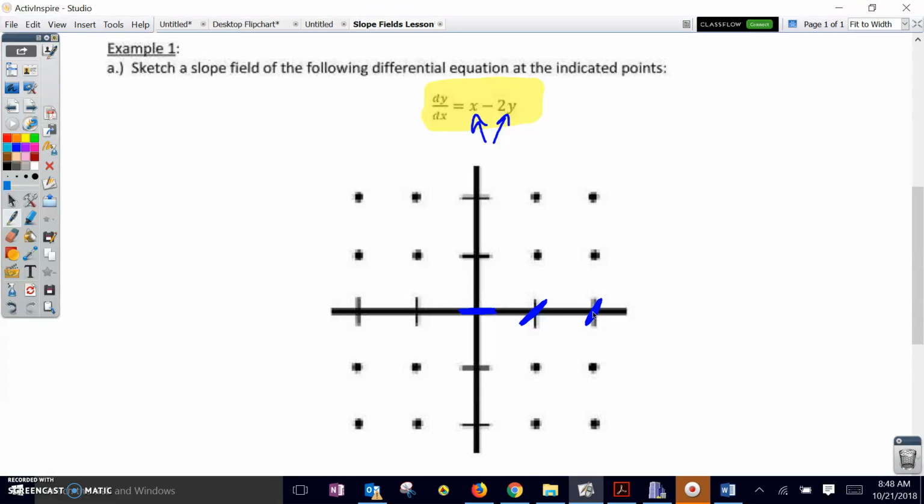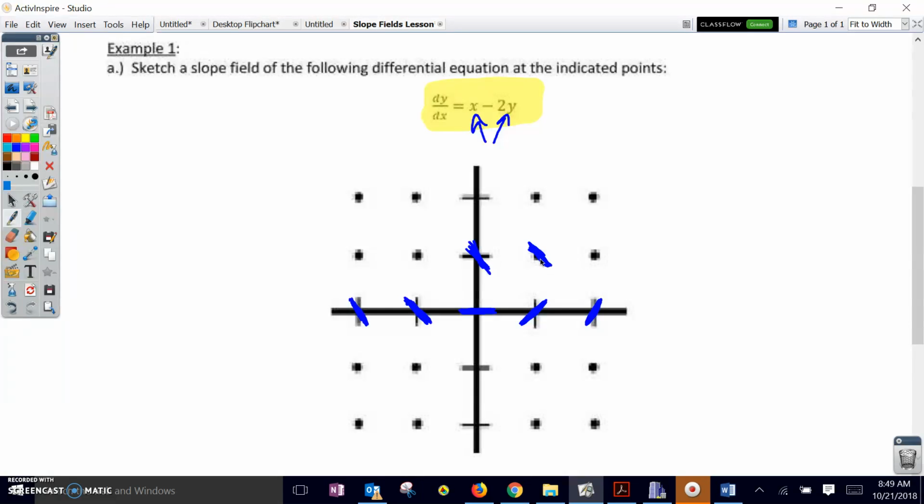Over here at (-1, 0), I've got a slope of -1. And over here at (-2, 0), I've got a slope of -2. That's really all I'm doing, drawing in these slope lines. Now I'll move up to where y is 1. When x is 0 and y is 1, the slope is -2, so I'll put a slope line with a slope of -2 there. When x is 1 and y is 1, my slope line has a slope value of -1. So I'm drawing a -1 slope there.